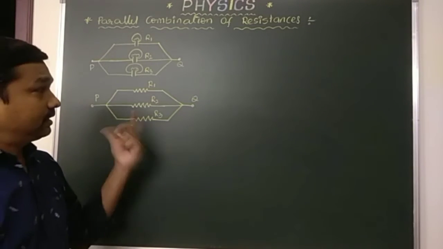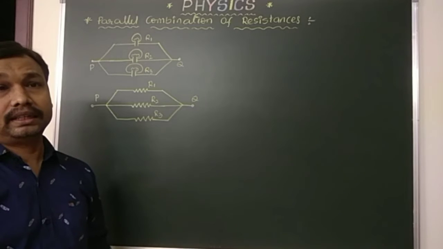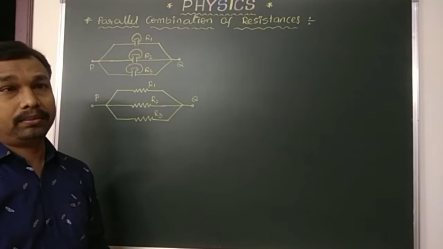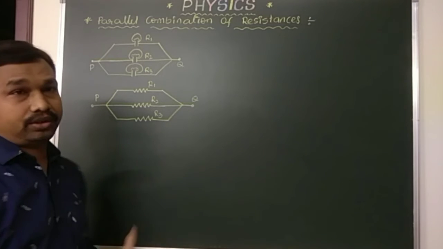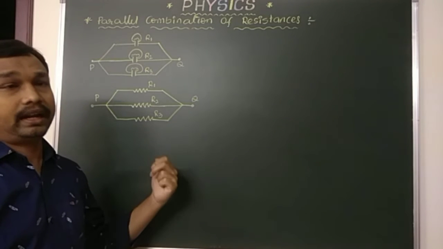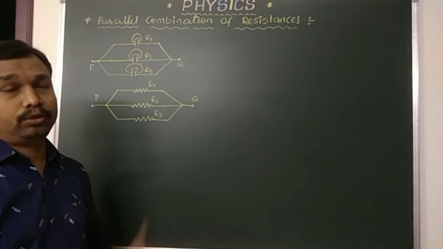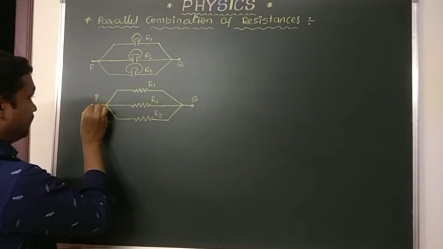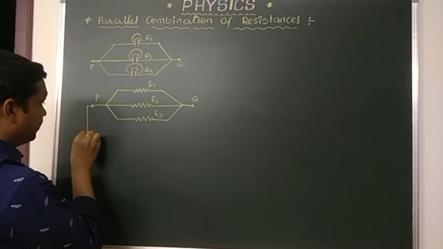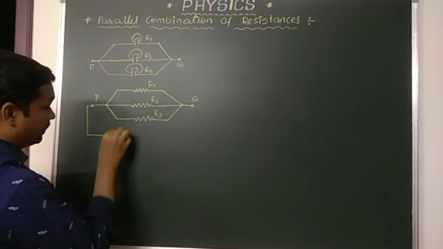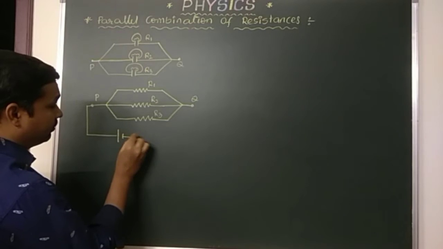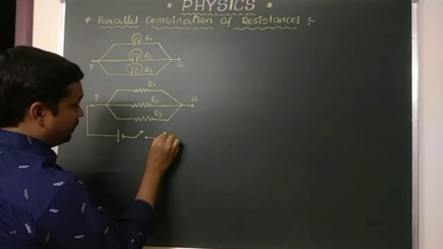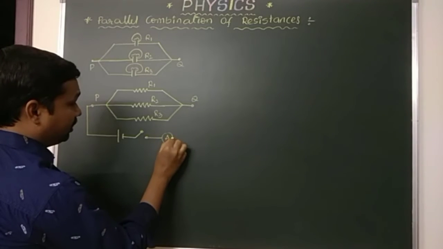This combination I am going to connect in series with an electric switch, a battery or a cell, and an ammeter. And I am going to take an electric bulb, and this is the circuit I am considering here. This is the cell or battery, the switch, and here we are considering the ammeter.